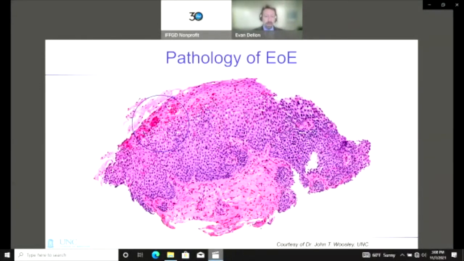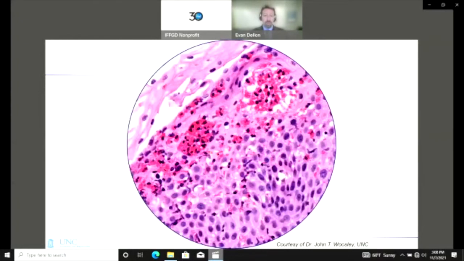Now, if we zoom in on this circled area, here's a close-up of all of these clusters of eosinophils called microabscesses. And you can see that some of the cells here have actually even released all of those pro-inflammatory granules. And so they're causing a lot of inflammation and trouble in this particular biopsy specimen.